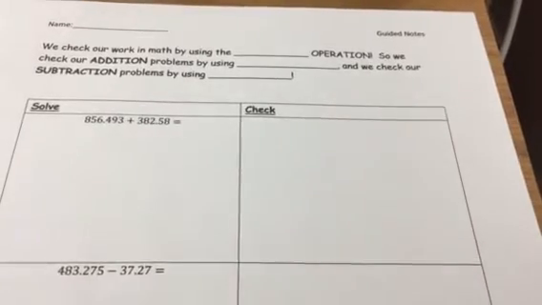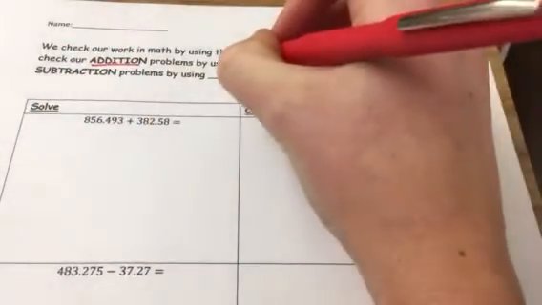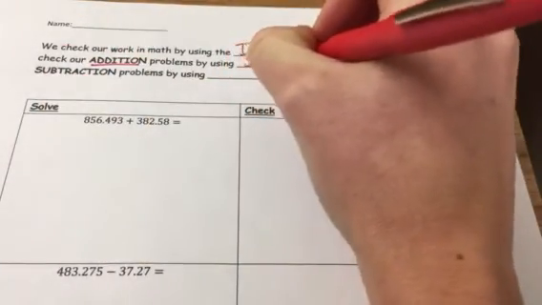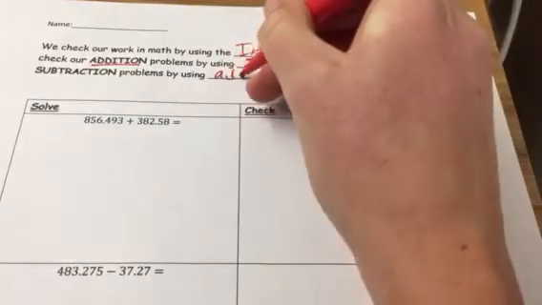All right, this is part 2. This is checking our work when we're adding and subtracting decimals. The beautiful thing about math is that most frequently we can check our answers by doing the opposite thing. In math, the opposite thing is what we call the inverse operation. So we can check our addition problems by using the opposite, which is subtraction, and we can check our subtraction problems by using addition.